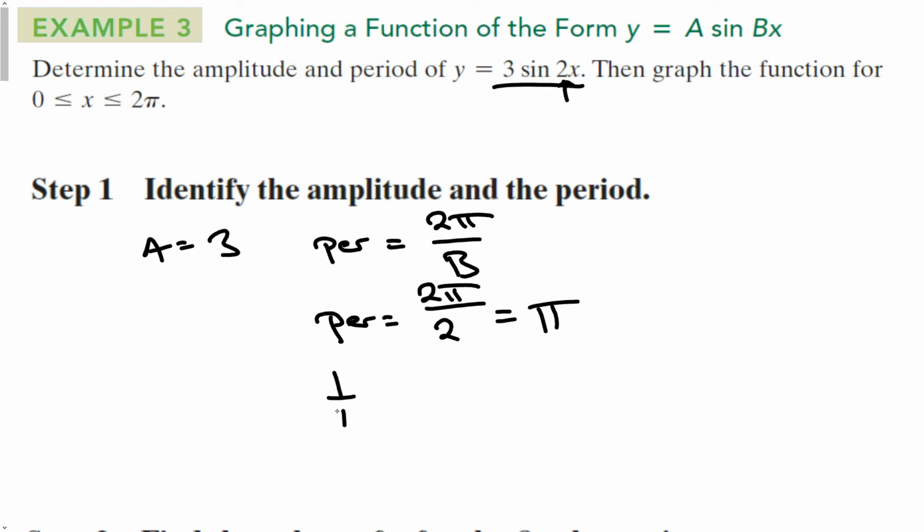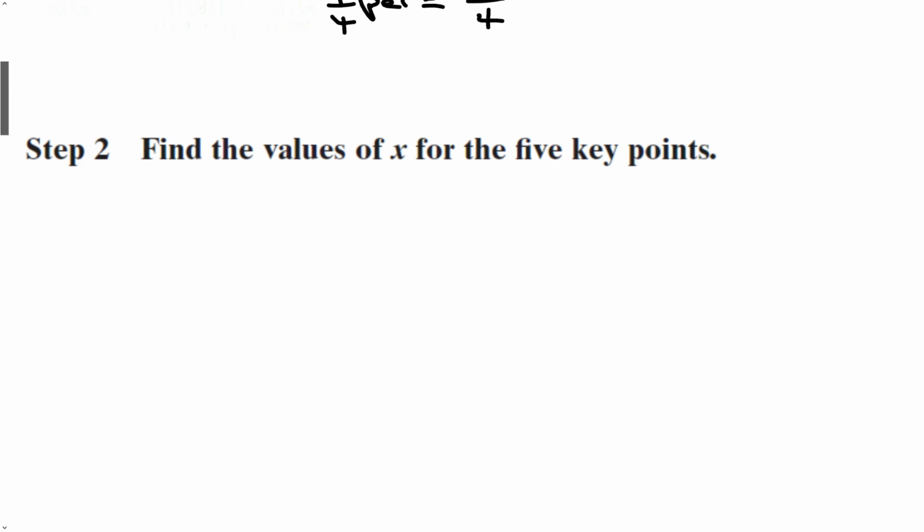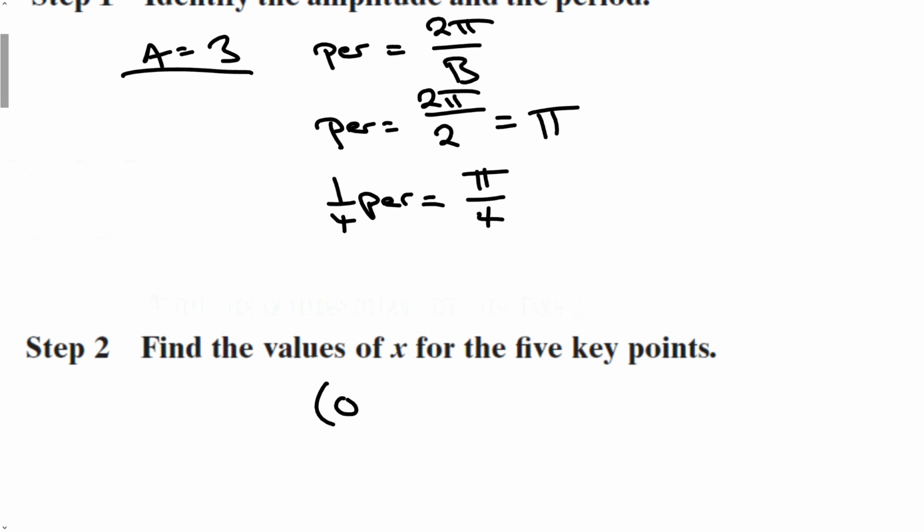I also still want to know the quarter period. So the quarter period is pi divided by 4. So we need A, that's the amplitude. We need the period because I need it to get the quarter period. The quarter period is what I'm going to use to help me get the x values of my 5 key points. I'm still starting at 0 because we haven't done a change in the phase shift yet. That's C. We'll get to that in a minute.